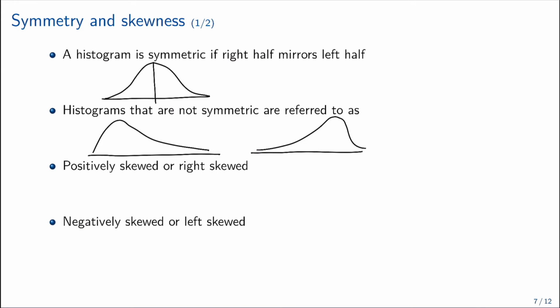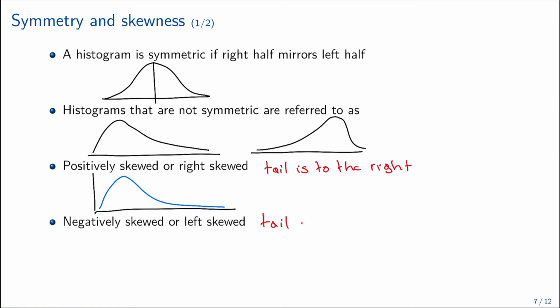And when I say skewed to the right or skewed to the left, the meaning is basically, if we say positively skewed or right skewed, it means that the tail is to the right. So in this case, it's going to be the tail to the right. And negatively skewed or left skewed means that the tail is to the left. So we are going to have something like that.